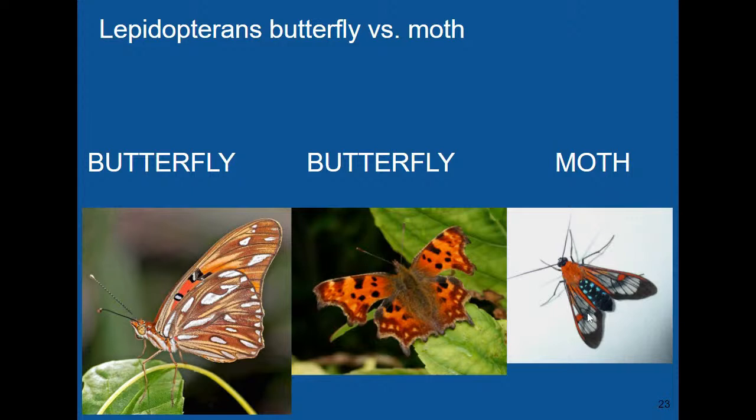Now, this is an atypical moth. It does have kind of thread-like antennae, but they're not clubbed. It's a little thicker in the body, but this one would be not the most obvious. So some moths do resemble butterflies and vice versa.